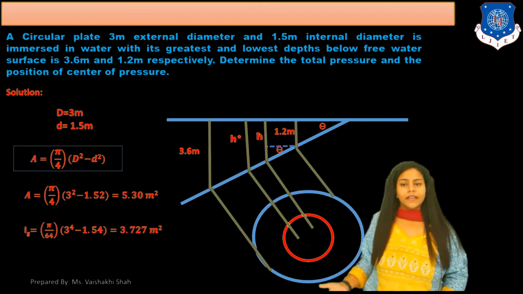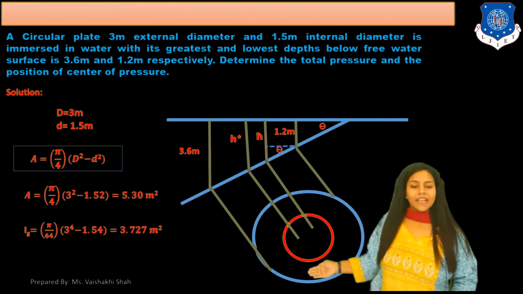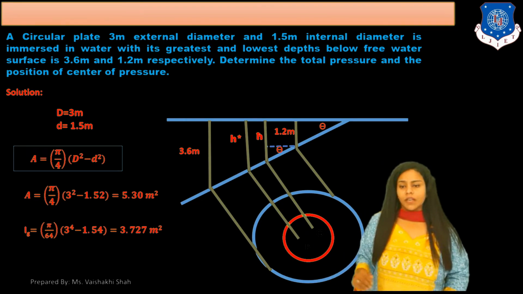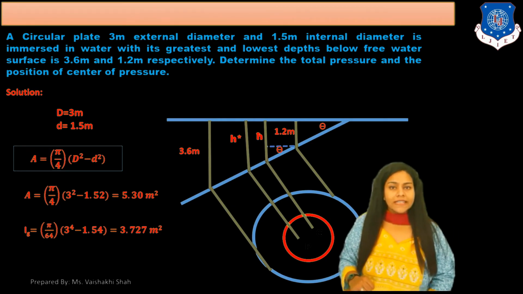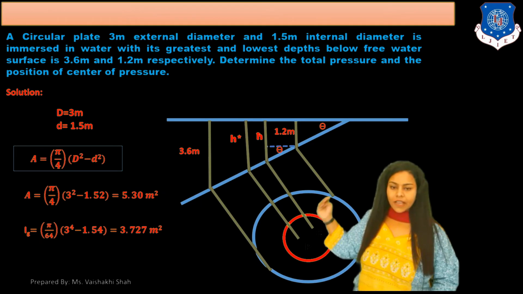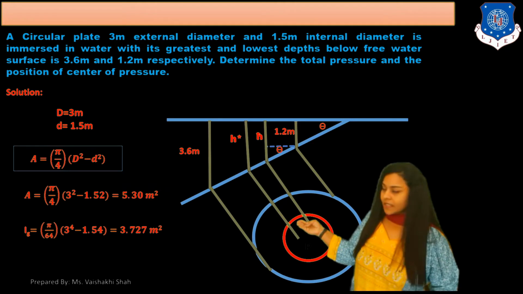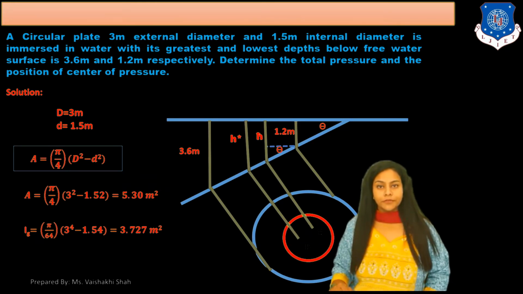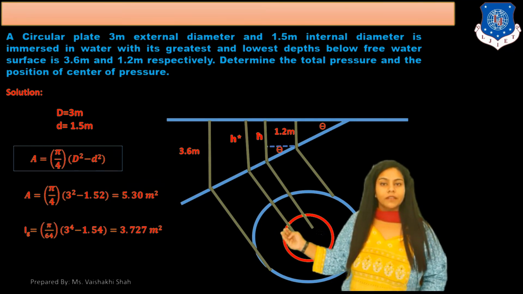Now we have to find out area. The equation for area is A equals pi by 4 times capital D square minus small d square. We know the value for capital D is 3 and small d is 1.5. So you get capital A equals 5.3 meter square. Now Ig is pi by 64 times capital D raised to 4 minus small d raised to 4. So your answer for Ig is 3.727 meter to the fourth.